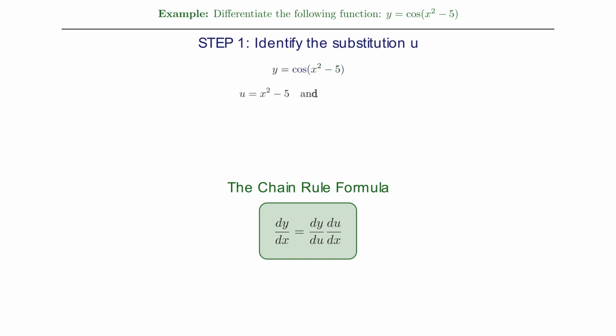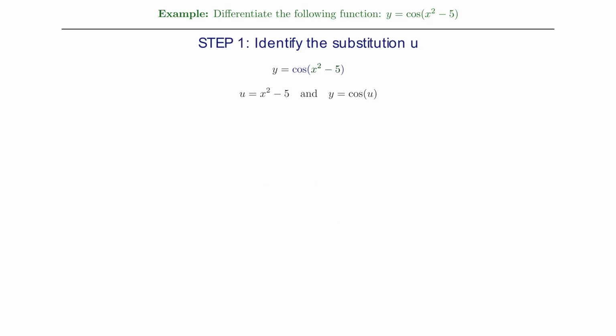Once we've identified u, we can rewrite y in terms of u. So this means that y is equal to cos of u. Now we want to differentiate both u and y. So u is a function of x, so the derivative is du dx, and this is equal to 2x, and the y is a function of u, so the derivative dy du is equal to minus sine u.